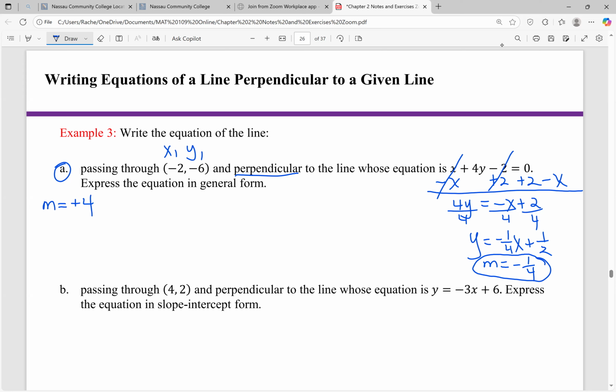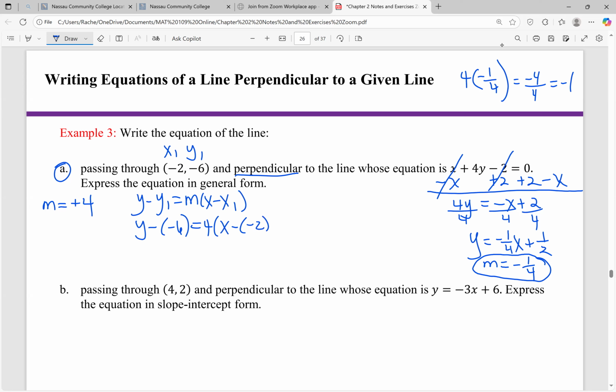And it makes sense because look, 4 times -1/4 is -4/4, which is -1. And remember, the product of the slopes of perpendicular lines is -1. So now let's plug into our point slope form of a line. So we're going to have y minus y1 is equal to m times x minus x1. So I'm going to have y minus a -6 is equal to 4 times x minus a -2.